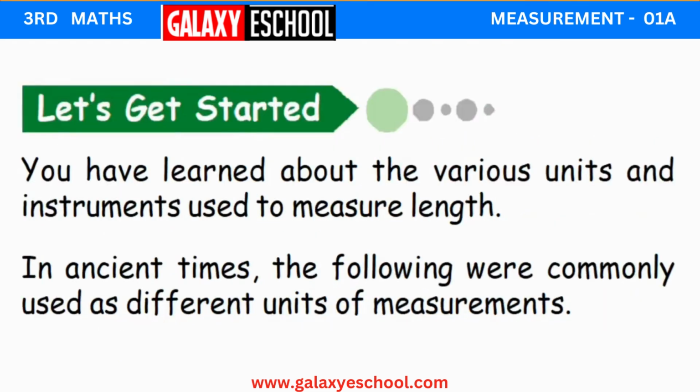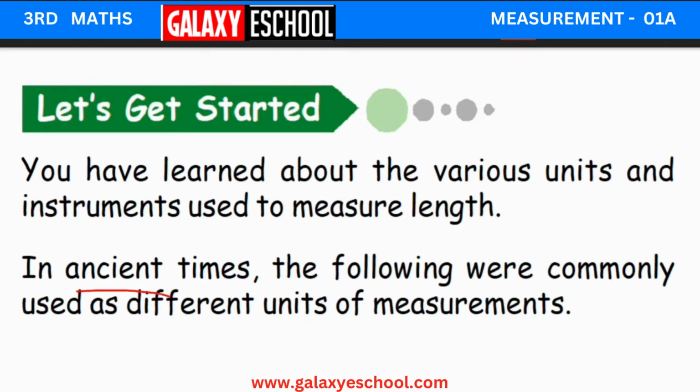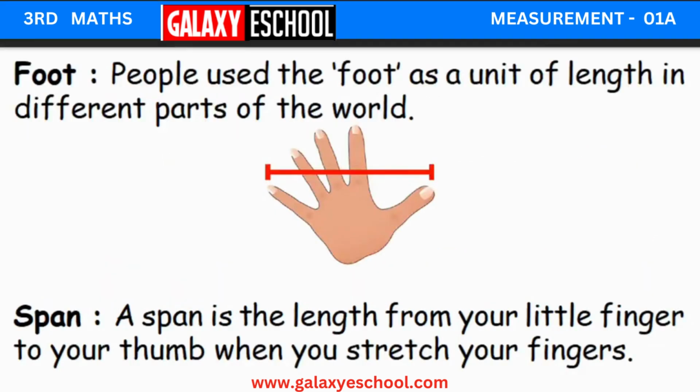Okay children? Now coming to the starting part, you have already learned about the various units and measurements used to measure length. In ancient times, the following were commonly used as different units of measurements. Now in the ancient times means in the olden days, that is way back some thousands of years ago, the following were used as different units of measurement. What is it? The first one is foot. People used the foot as a unit of length in different parts of the world.